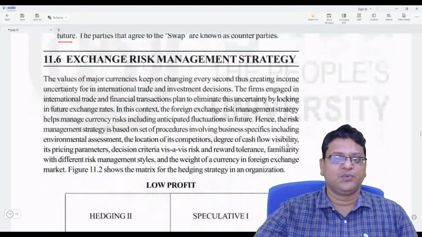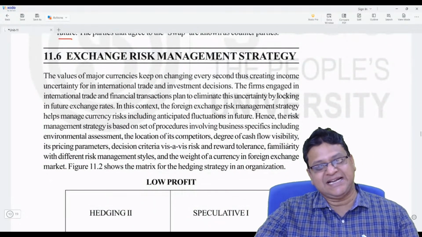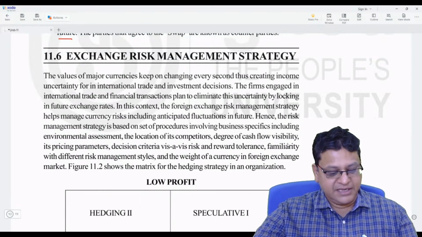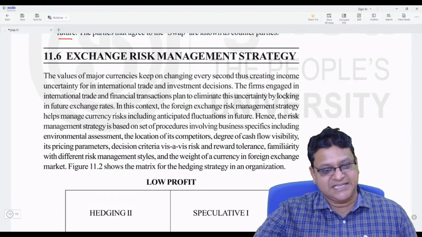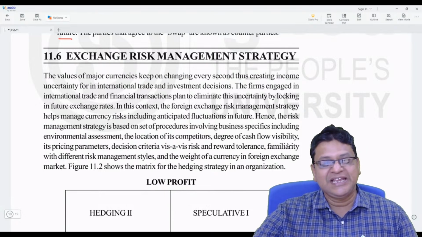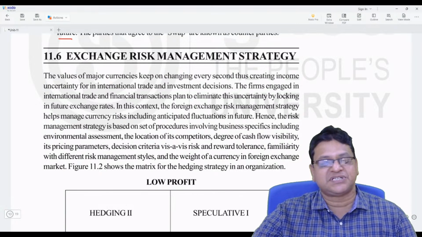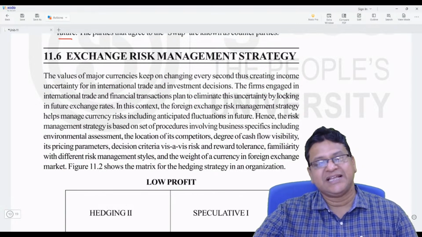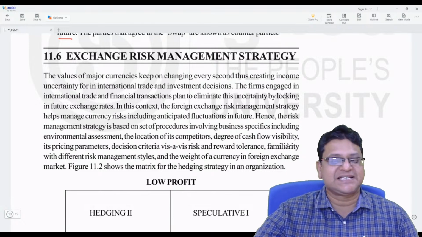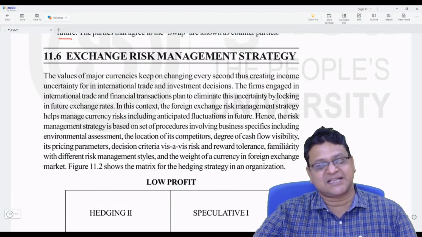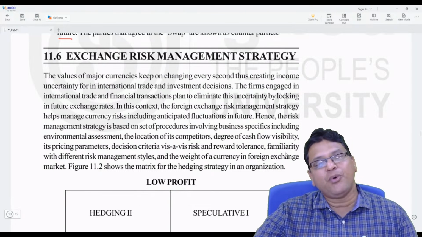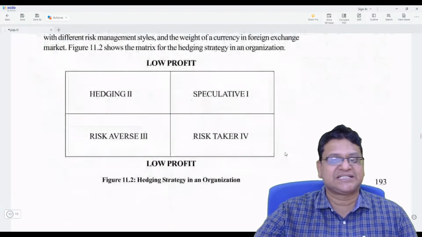Next, we are discussing exchange rate risk management strategy. We know that in flexible exchange rate, the exchange rate fluctuates a lot. With the fluctuation of exchange rate, the income of the firms also changes, and this is known as exchange rate risk. Volatility of exchange rate brings exchange rate risk, and this exchange rate risk must be hedged or must be managed. So there are four strategies for managing exchange rate risk.